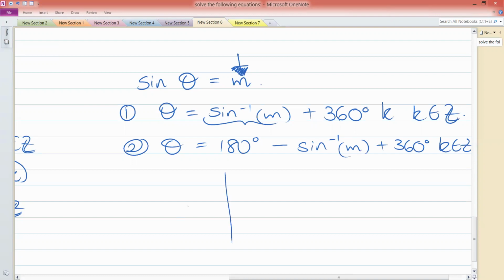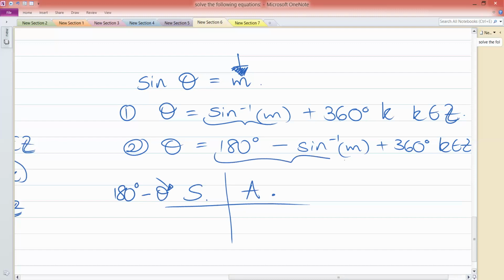Where do we get this from? If you look at your CAST diagram, at what points can sine be positive? It's in the first quadrant where all of them are positive, and the second quadrant where sine is positive. The angle there is 180 minus theta. So this is where the 180 minus theta comes from. Thank you, ma'am.